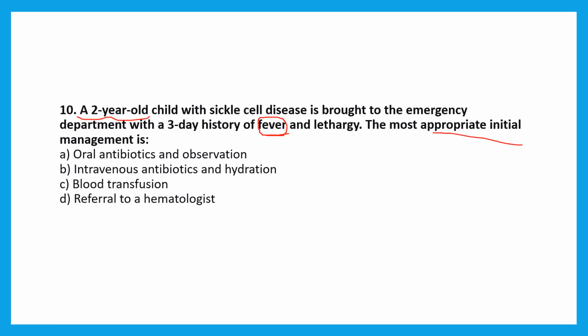And then appropriate initial management: A, oral antibiotics and observation; B, intravenous antibiotics and hydration; C, blood transfusion; and D, referral to a hematologist. Okay, which one could be the answer here? Actually, I think we discussed something that has to do with this. It seems like a repetition. Okay, this question maybe 4, I think, somewhere there.